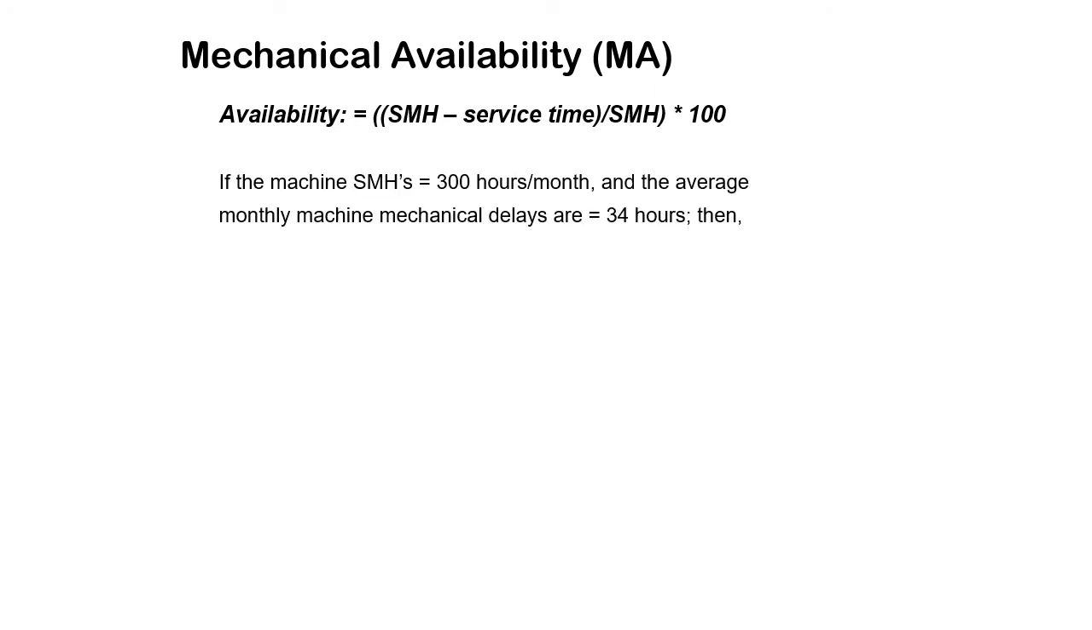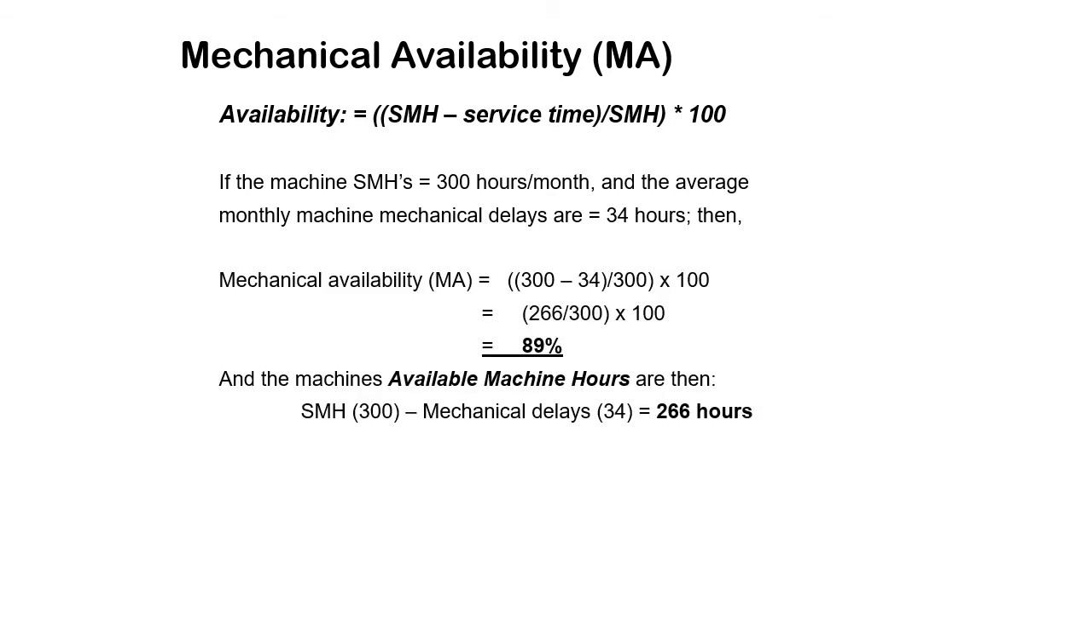If the machine's scheduled machine hours are 300 per month and the average monthly mechanical delays are 34 hours, then the mechanical availability is 300 minus 34 over 300 as a percentage. It works out to 89% mechanical availability. And the machine's available machine hours are 300 minus 34, in other words, 266 hours.